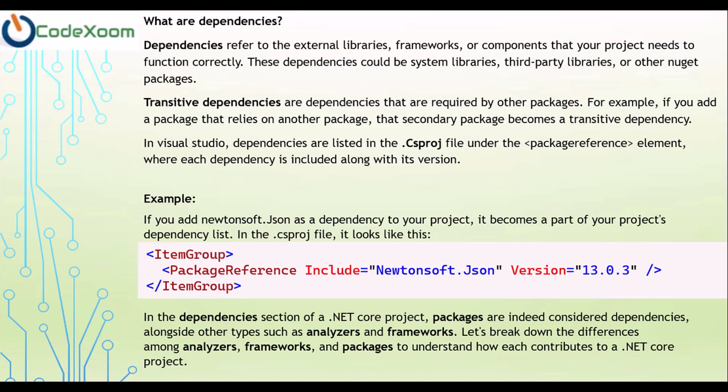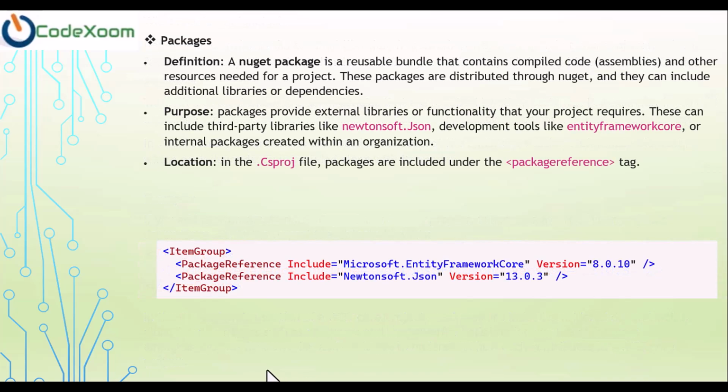Now, we are going to talk about packages. And what are packages? There are two types of packages. One type we can download from NuGet, and these are called NuGet packages. And then there is another type called custom packages that can be created by yourself. Okay, what are NuGet packages? A NuGet package is a reusable bundle that contains compiled code or other resources needed for a project. These packages are distributed through NuGet and they can include additional libraries and dependencies.